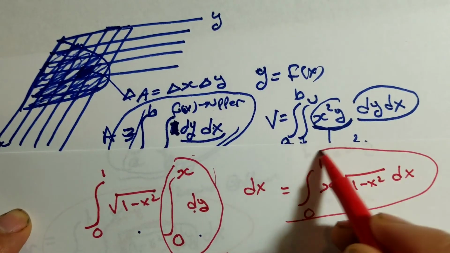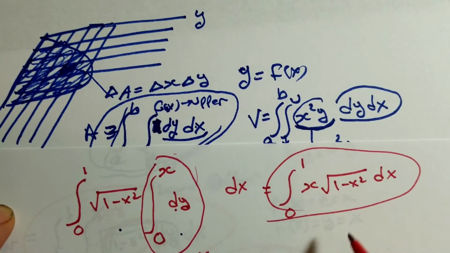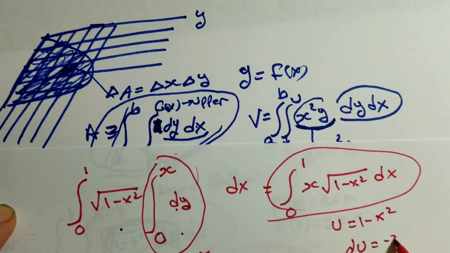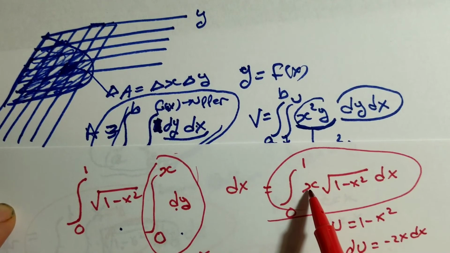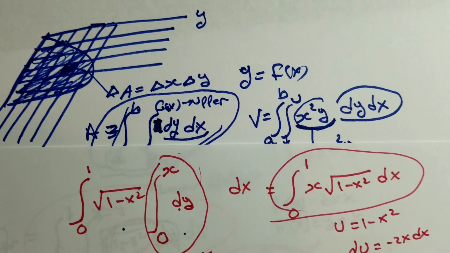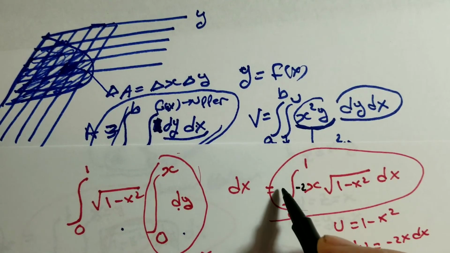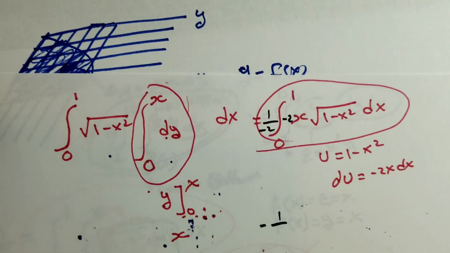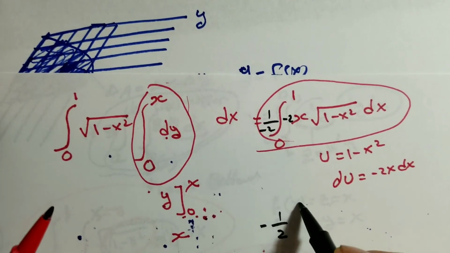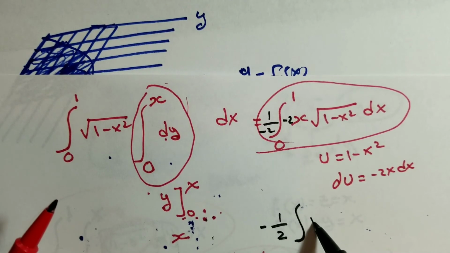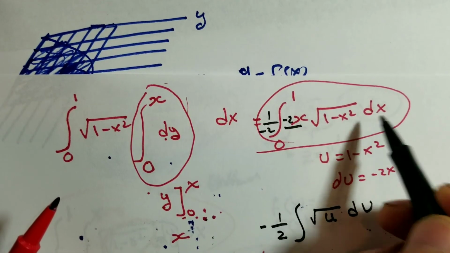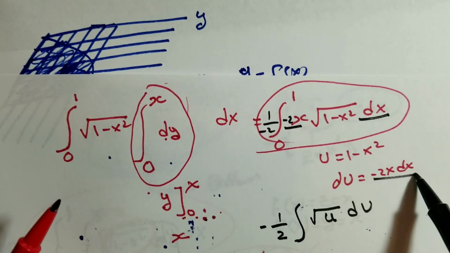And this problem is very easy to do using u substitution, where u is 1 minus x squared. Du is negative 2x dx. And that's very easy. I do have an x, but I don't have a negative 2. I can multiply this by negative 2 and divide the outside by negative 2. Then I have a negative 1/2 integral of square root of u du, because your du is negative 2x dx.